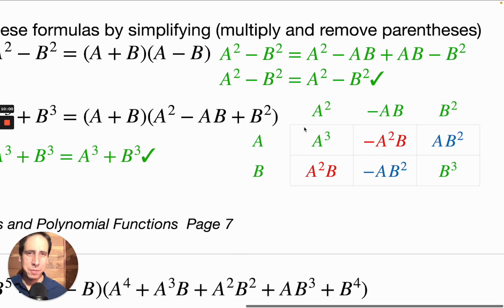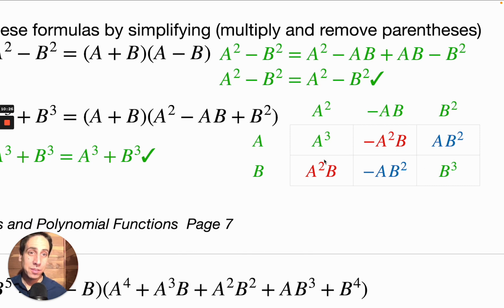That choice actually doesn't matter. It's a 2 by 3, but you could write it as a 3 by 2, and you would still get the same result. So here, a times a squared is a cubed. B times a squared is a squared b. B times minus ab is going to be minus ab squared. Minus ab times a is going to be minus a squared b. And then this here, a times b squared is ab squared, and b times b squared is b cubed.